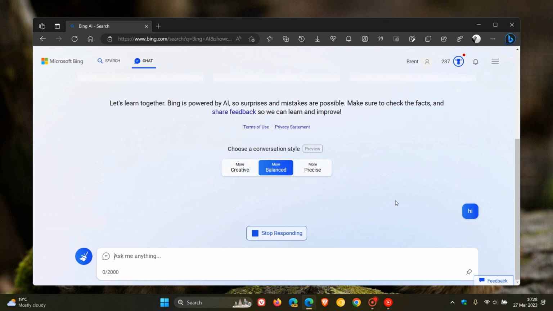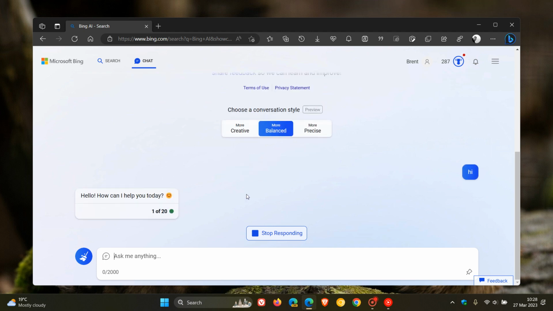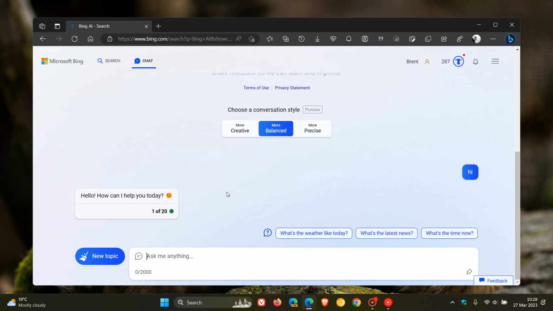Now, in a recent tweet over the weekend, Microsoft has announced that, as we can see, your total chat turns per session has now increased from 15 to 20. So it means that every time you ask the chatbot a question and it gives you an answer, you can do that 20 times per session, and you've got a total of 200 chats per day now. So that's also been increased, according to that tweet by Microsoft over the weekend, from 150 to 200.